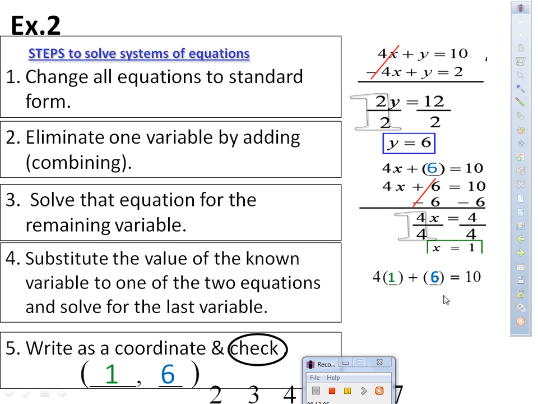So this becomes 4 times 1 plus 6, which is 4 plus 6. What is 4 plus 6? Is 10 equal to 10? Yes. Now remember, for systems, this has to be true for both equations. So right now I'm only checking one, but do we know how to check the other one? Yes. Okay. All right. So far so good.